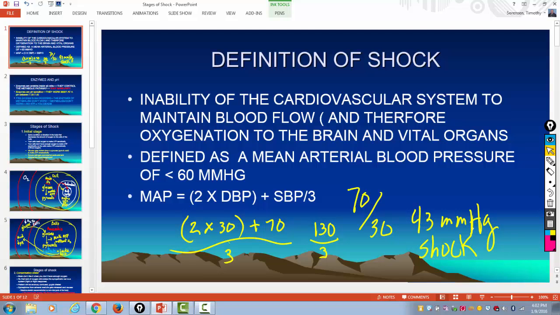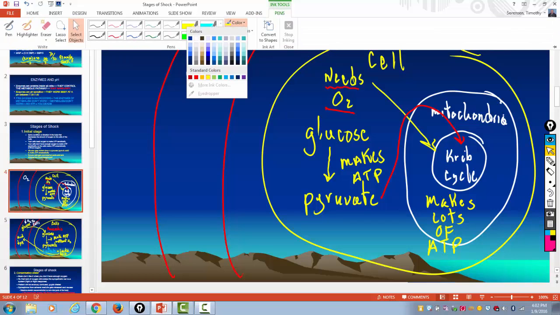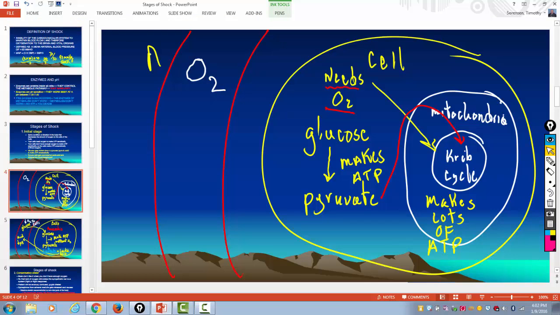And there are stages to shock. First of all, if the cardiovascular system cannot maintain blood flow and therefore oxygen to your body parts, this is what happens. And you remember this from A&P, that oxygen is gotten from the arterial end of the capillary, right? And it will diffuse from the blood and go into the Krebs cycle, electron transport chain, and you'll make ATP aerobically.